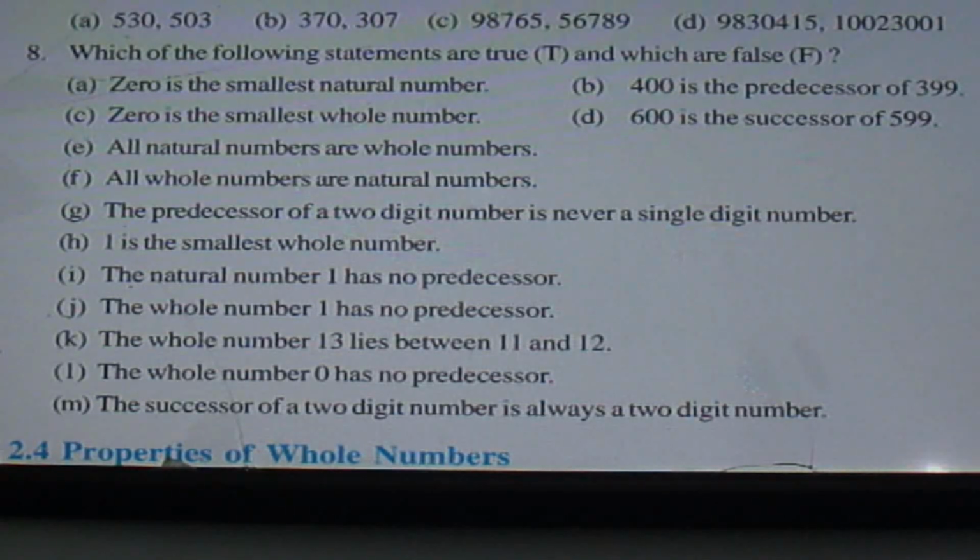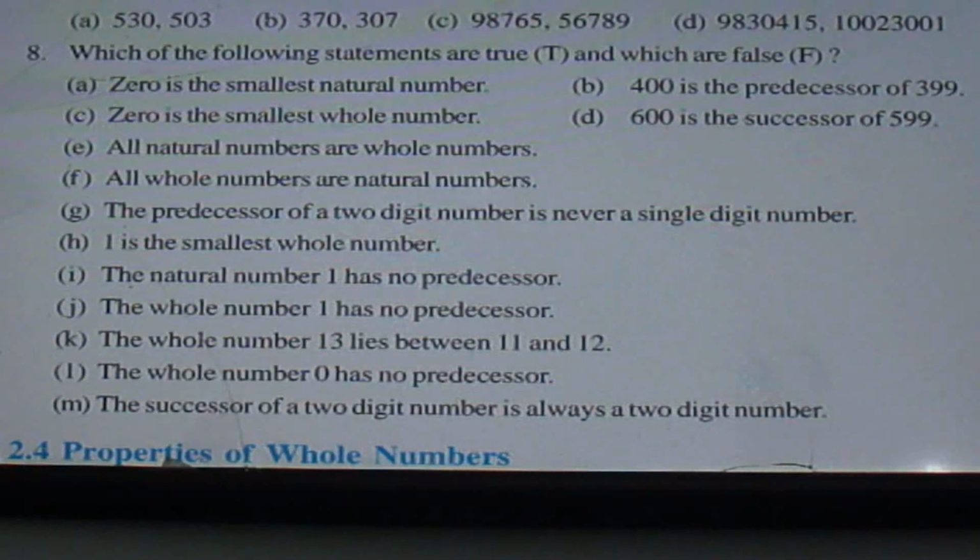And J. The whole number 1 has no predecessor. False, because if we subtract 1 minus 1, what will we get? 0, and 0 is a whole number. So here it is saying that the whole number 1 has no predecessor. So the answer is false, because the whole number 1 has a predecessor, that is 0.